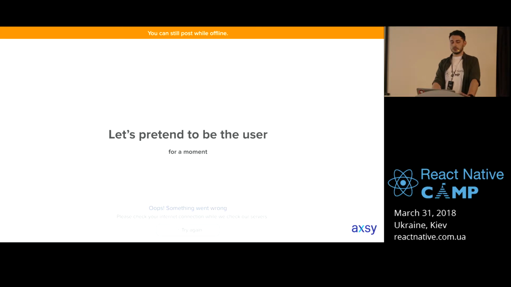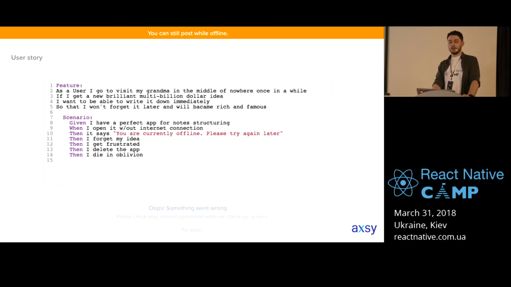So let's start with something simple. Let's pretend to be the user for a moment. As a user, sometimes I go to visit my grandma in the middle of nowhere, and if I get a new brilliant idea, I want to be able to write it down immediately and start working on it so that I won't forget about it later, and we become rich and famous, obviously. Given that I have a perfect application for note structuring, and I'm trying to open it without internet connectivity, and it says something like, "You're currently offline, sorry, please try again later," and I forget my idea, and I delete the application, and obviously I die in oblivion.